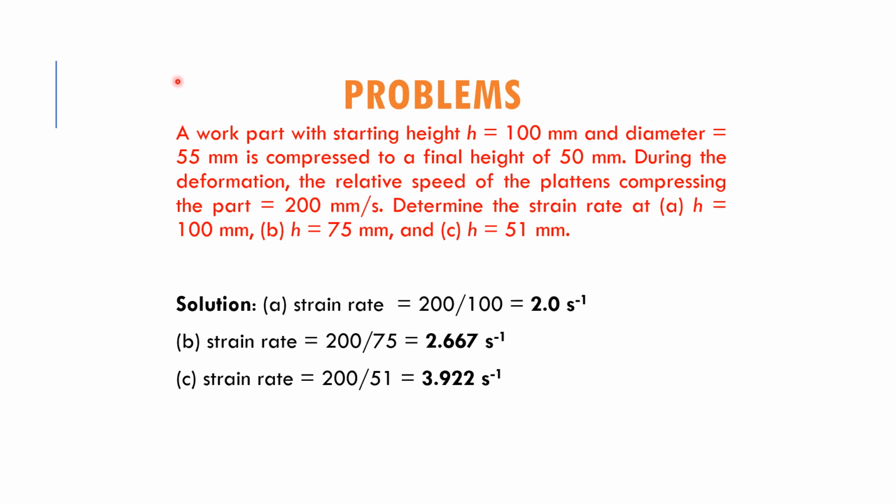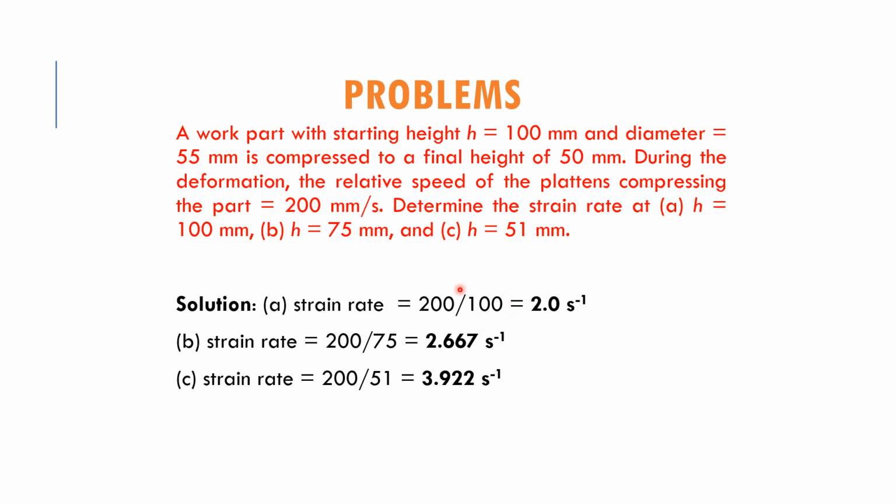Now let us see the calculation for the strain rate. A work part with a starting height of 100 mm and a diameter of 55 mm is compressed to a final height of 50 mm. During the deformation, the relative speed of the platens compressing the part is 200 mm per second. Determine the strain rate at h equal to 100, h equal to 75, and h equal to 51 mm. As we know, the strain rate is calculated by v over h.